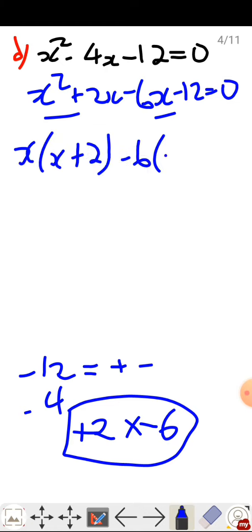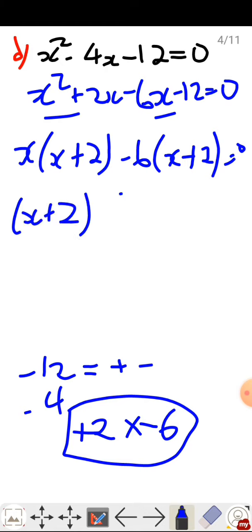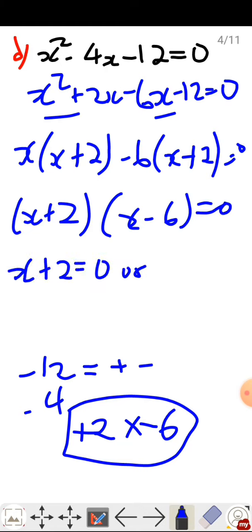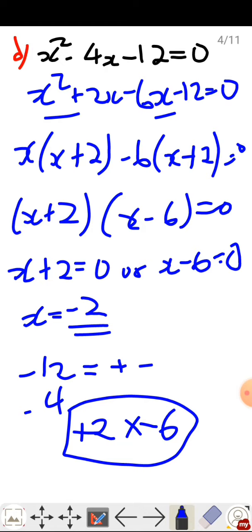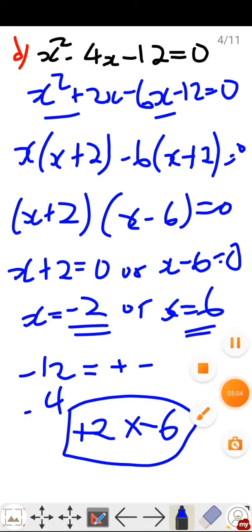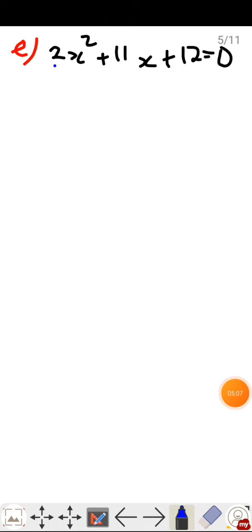2, common factor here 6, x plus 2. Okay, negative and negative will give us a positive. Okay, so x plus 2, then here x minus 6, the factors in one bracket equals to 0. So now it will be x plus 2 equals 0, or x minus 6 equals 0. So your x will be minus 2 and here your x, there it will go, it will become positive, will be 6. Two possible answers.